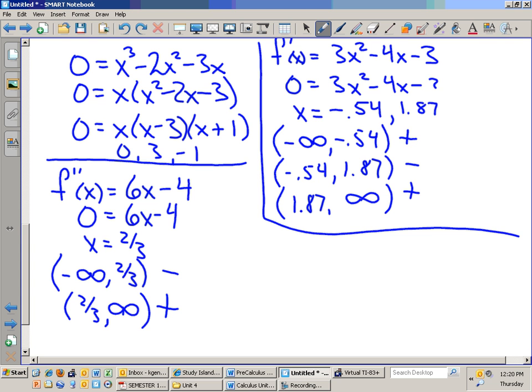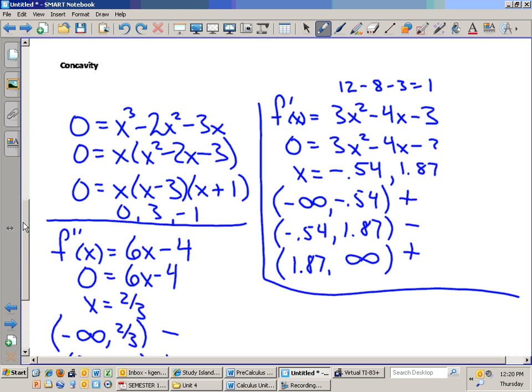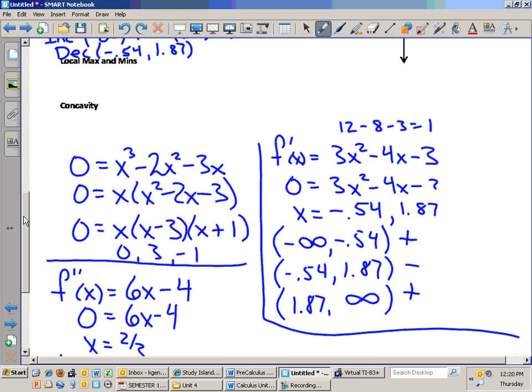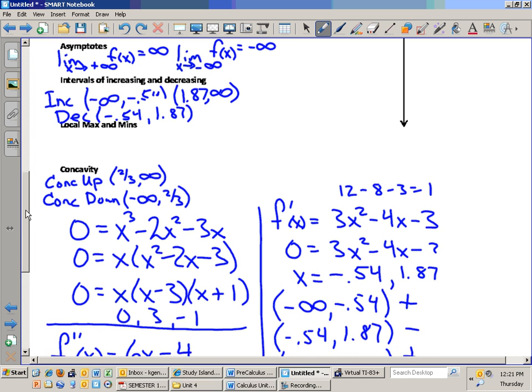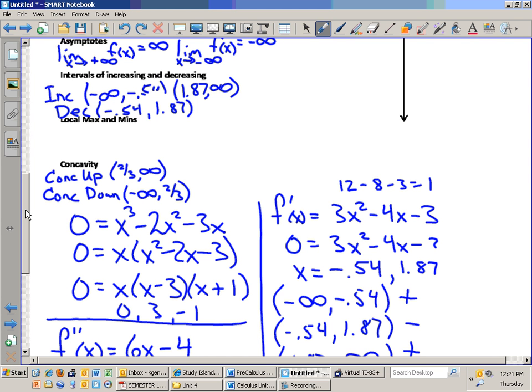So I've tested my increasing and decreasing. I've tested my concavity. So let's give it a shot here. Local maxes and mins. First we'll do concavity. I'm going to say concave up from 2/3 to infinity, and I'm going to say concave down from negative infinity to 2/3. So we're almost done here, but I do have something else I need to do before I sketch the graph, and that's I need to really think about the maxes and the mins.